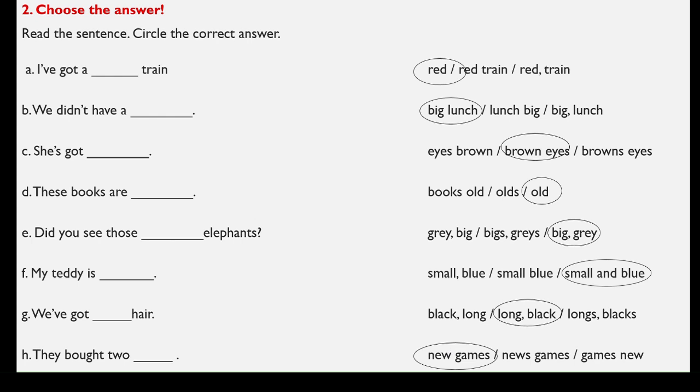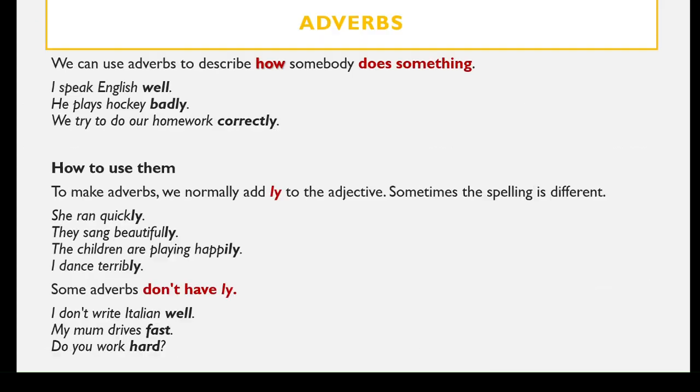Alright guys, you did an amazing job. And we have finally our last part of speech, adverbs. An adverb is simply a word that describes a verb, an action, or a doing word. We can use adverbs to describe how somebody does something.